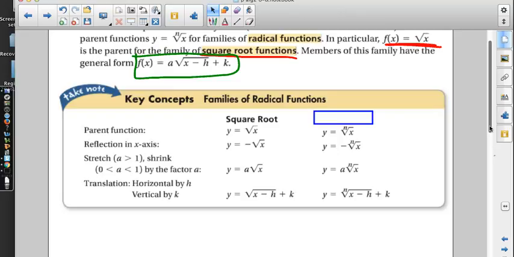But the k value, the y, is very straightforward. If it's positive, it's up. If it's negative, it's down.